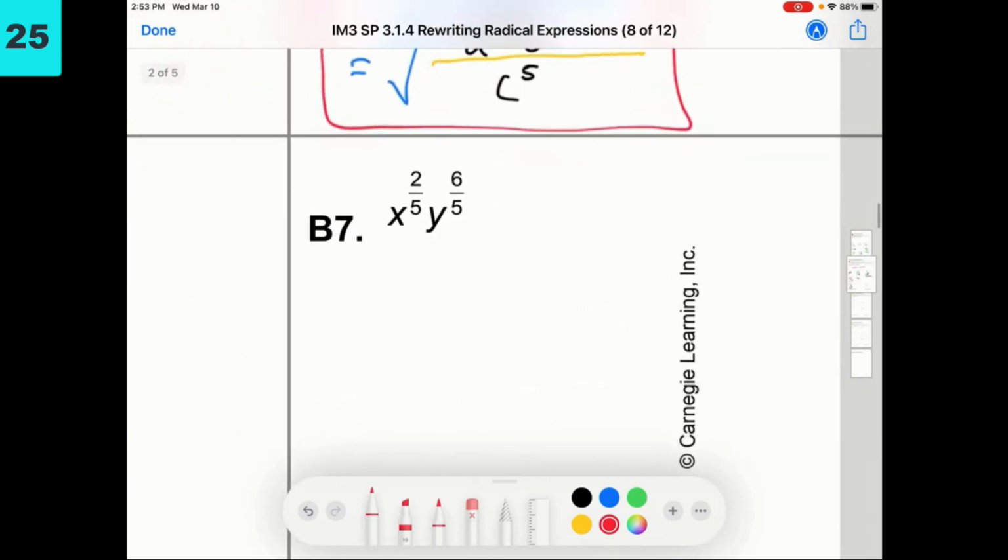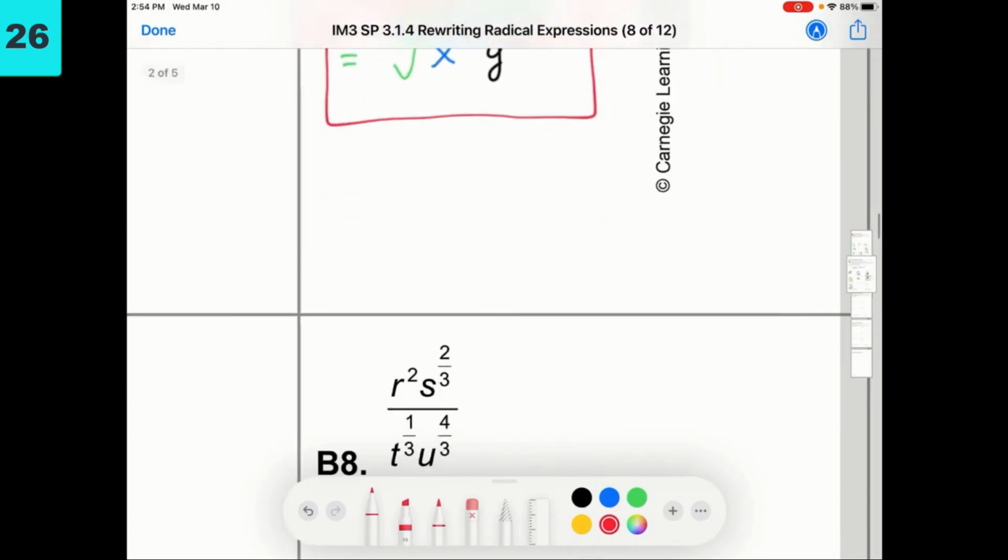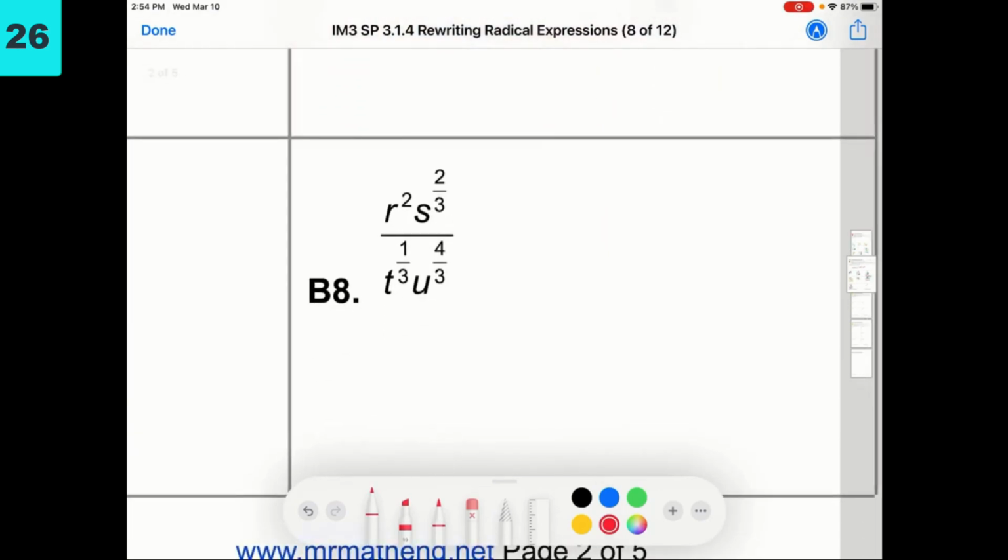Let's take a look at B7. Okay, nice. Index is the same. x to the 2nd, and y to the 6th. Remember, the question is, where's the radical? Well, I go from a rational exponent, a fractional exponent, to now putting it back with the radical sign. Box your answer.